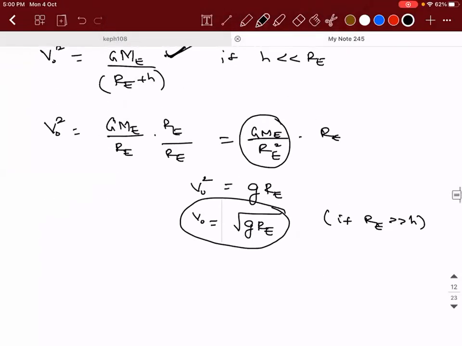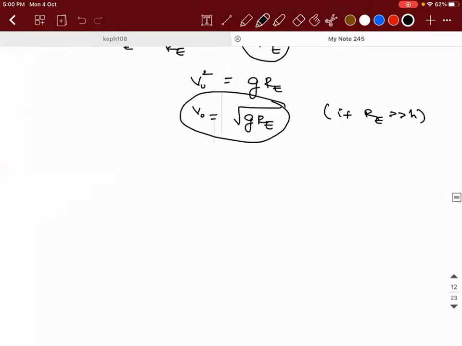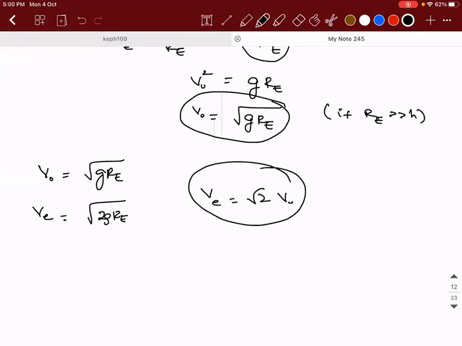Okay, so one last point: v naught is root of g times R_E and V_E will be equal to root of 2 times gR_E. Then V_E can be written as root 2 times v naught. There's another way of looking at it.